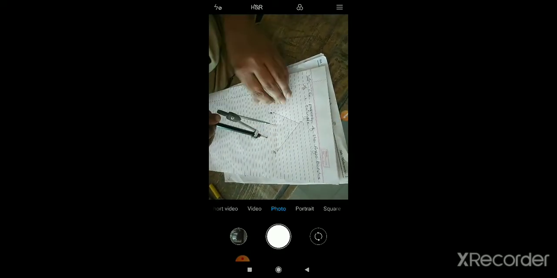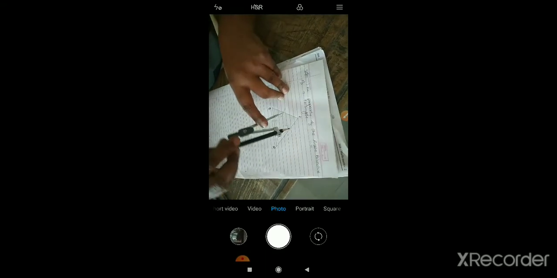Draw an arc which intersects both sides of the triangle. Without changing the distance, just draw arcs from the previous arcs which intersect each other. Then we have to join this point and the point of intersection of the both arcs. This is the angle bisector of angle Q.